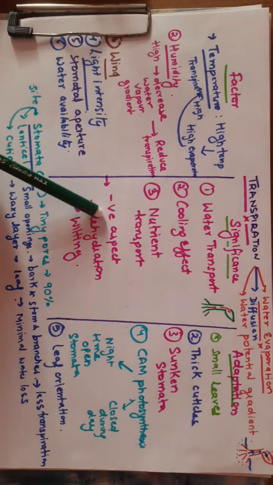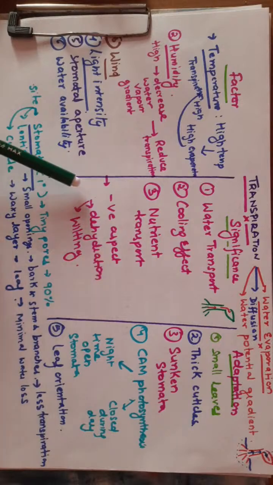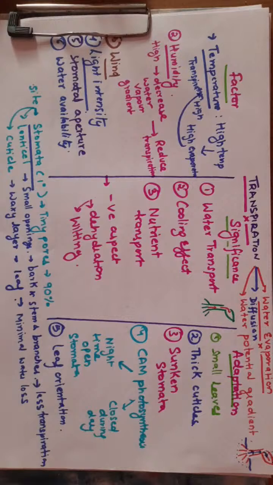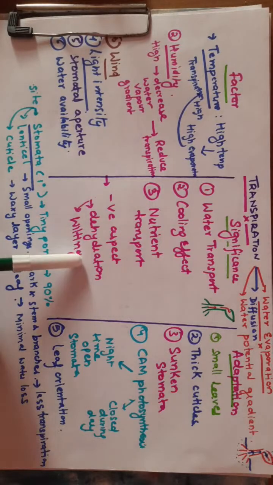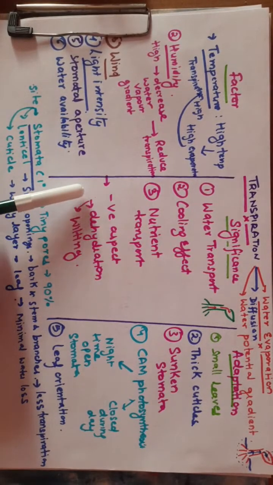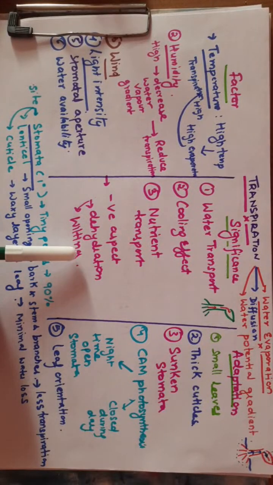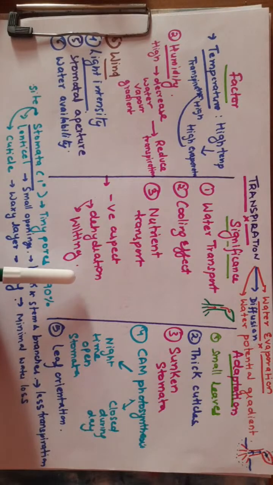However, there is a negative aspect of the transpiration. So what is the negative aspect? That if there is a very high transpiration rate and the soil condition is dry, then the plant eventually will suffer due to the dehydration, that is the lesser water availability, and it will wilt. And if it is prolonged for a long time, then eventually the plant will die. Okay, so this is the negative aspect of the transpiration.